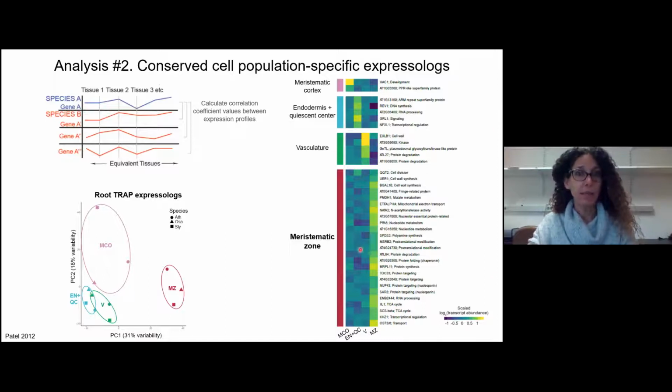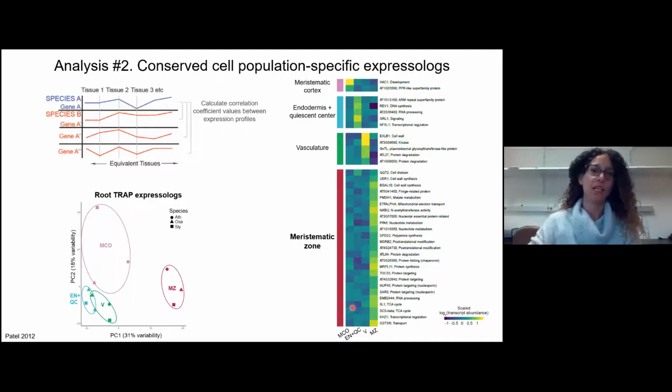So in this heat map, each row represents one of the 35 conserved expressologs, and each column represents one cell population. The values are scaled across each row, and each row is the mean expression value of the expressologs among the 3 species. And so yellow indicates higher expression and blue indicates lower expression.